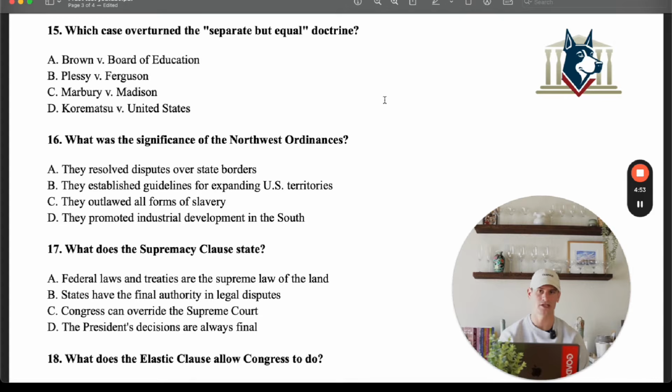There's a specific court case that overturned Plessy versus Ferguson, and this is going to be Brown versus the Board of Education, all right? So Brown v. Board of Ed overturns the separate but equal doctrine and integrates public schools. Marbury versus Madison, we spoke about in the other test, which is judicial review. Korematsu versus U.S. is about Japanese internment during World War II. So the answer to number 15 is A. Brown v. Board of Ed is the one that overturned Plessy versus Ferguson.